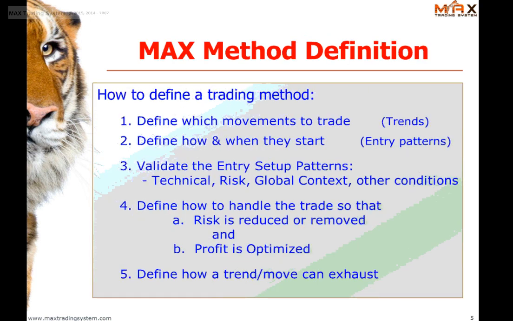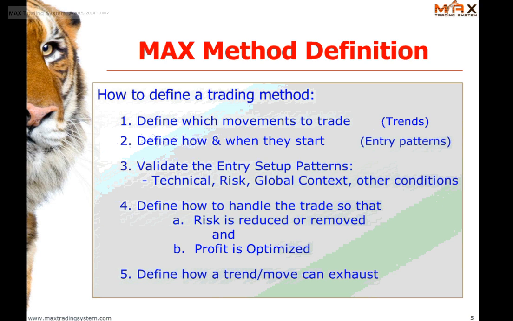Now, before explaining the rules of a system, it is important to define, in fact, what a trading method is based on. And I consider that we have, first of all, to define the type of movements we want to trade. The type of movement is rarely defined in many trading systems, but for me it's a key point. We have to define what are the trends we want to exploit and what are the movements inside each trend.